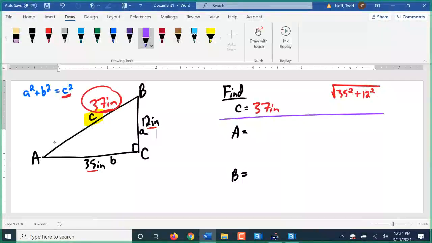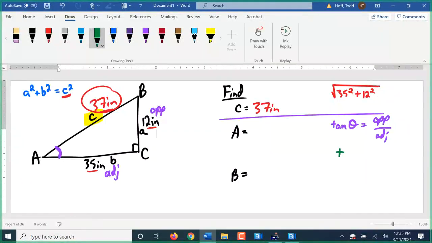So angle A is down here. 37 is the hypotenuse, but I'm going to try not to use that. The 12 over here, according to angle A, would be the opposite side, and the 35 would be the adjacent side. It is touching angle A. So the trig function that we have that uses opposite and adjacent is the tangent. The tangent of an angle is the opposite divided by the adjacent.